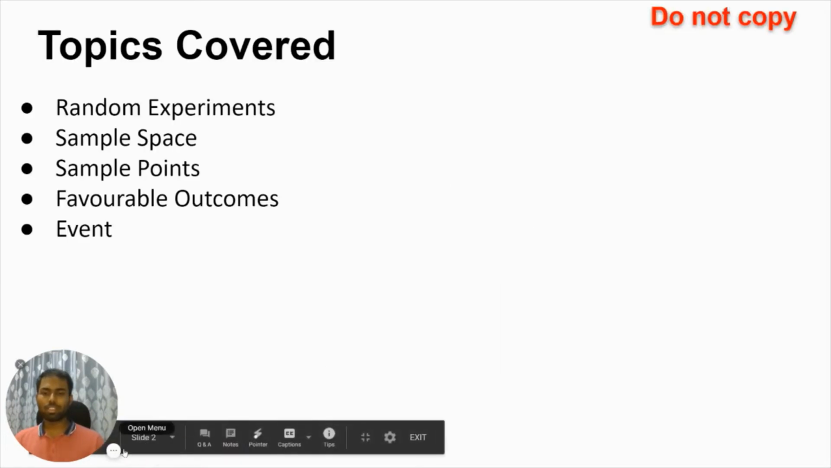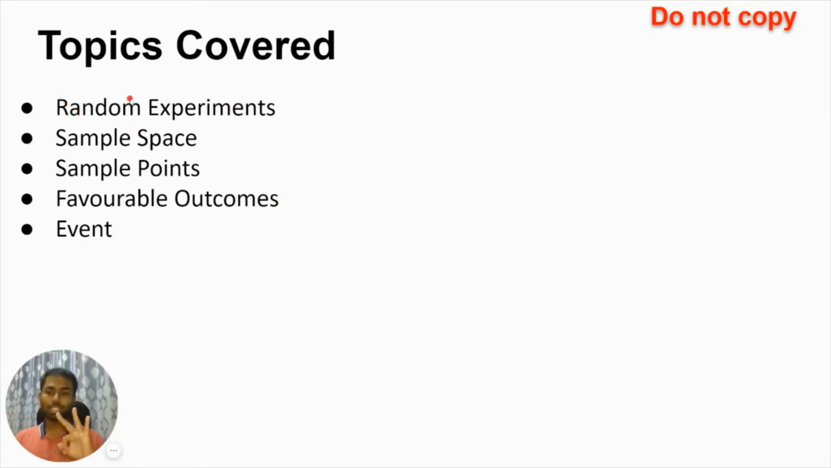So far in this chapter, what all have we seen? We have seen random experiment. There are three conditions for a random experiment, right? The first condition is you should know all the possible outcomes of that experiment in advance. Secondly, you should not be able to predict any outcome. And lastly, all the outcomes should have equal possibility.